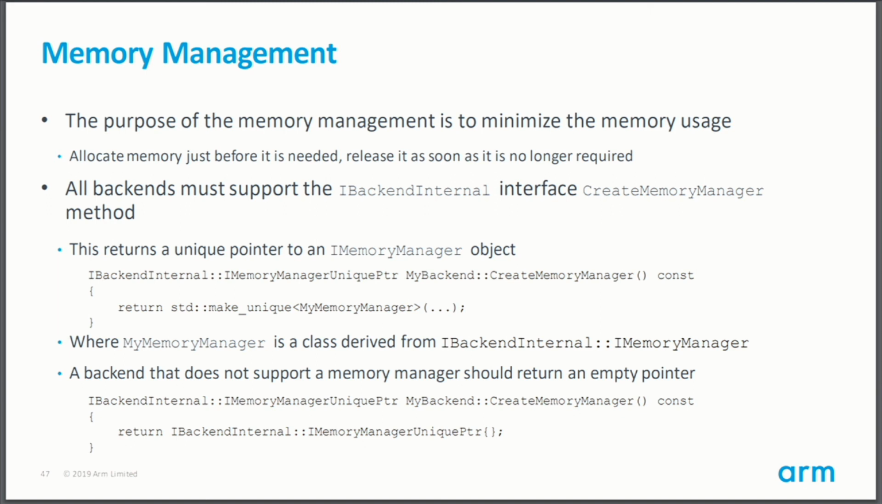Next thing we have is memory management. The memory management model in Arm NN is very simple. The purpose of the memory management is to minimize the memory usage for running the graph, and so the idea is that the memory management will allow us to allocate the memory just before it is needed and to release it as soon as possible afterwards. So all backends must support the backend internal interface create memory manager method, and this returns a unique pointer to a memory manager object. You would implement your own memory manager and support this interface.